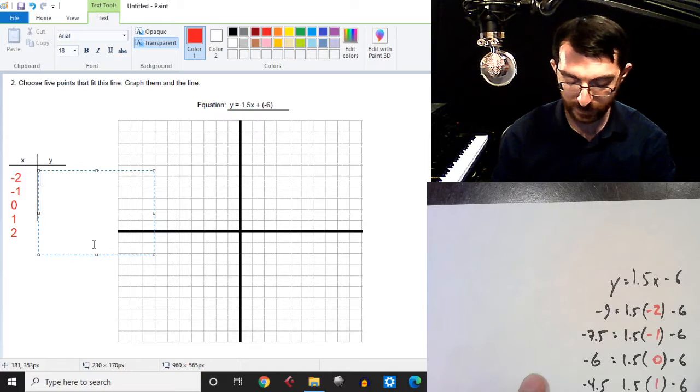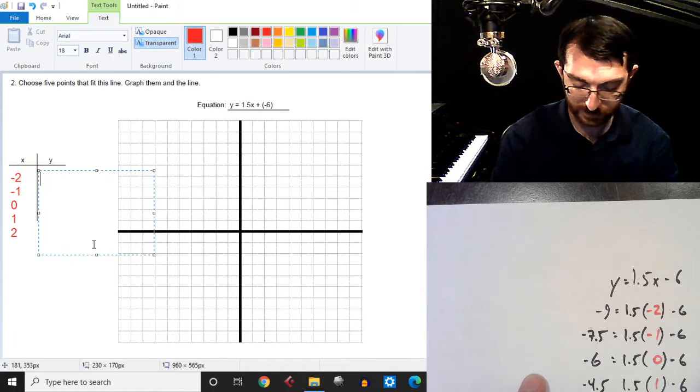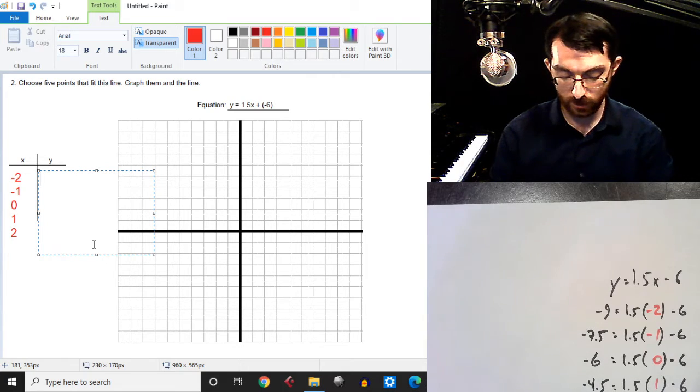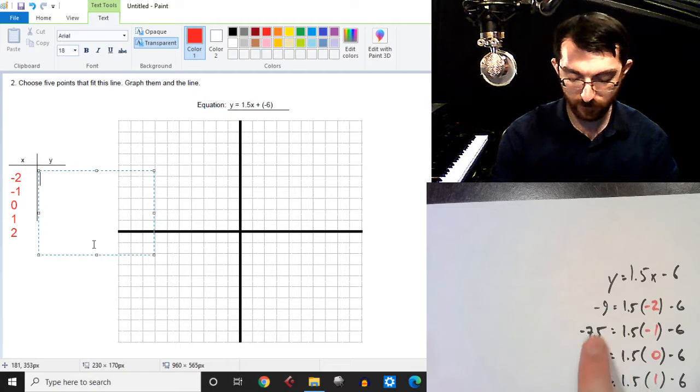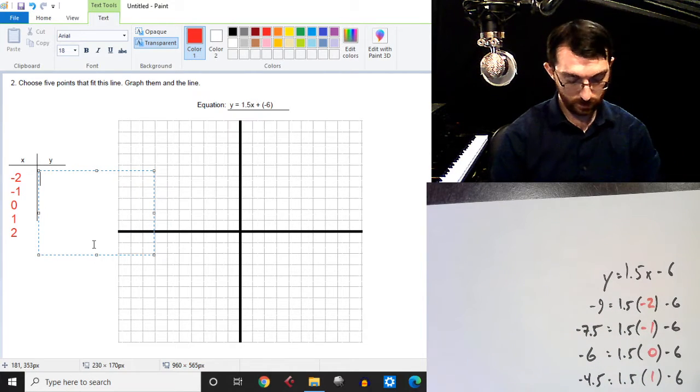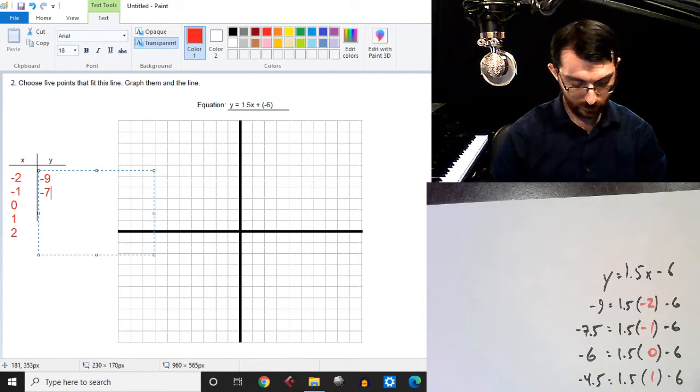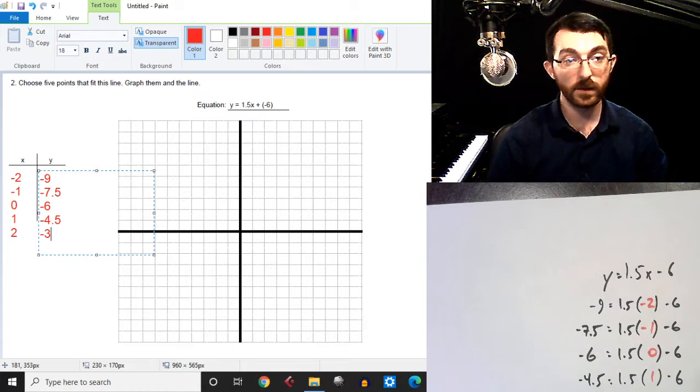I have an awful lot of negative numbers there. 1.5 times 2 is 3. 3 minus 6 is minus 3. So there are 5 x values, and here are 5 y values. So negative 9, negative 7.5, negative 6, negative 4.5, and negative 3.